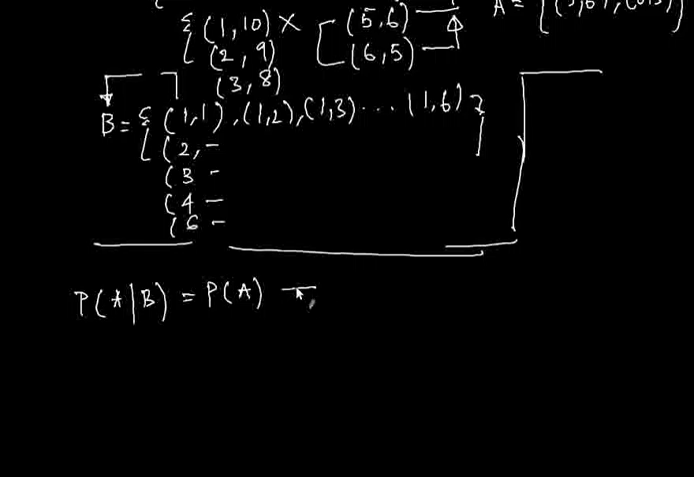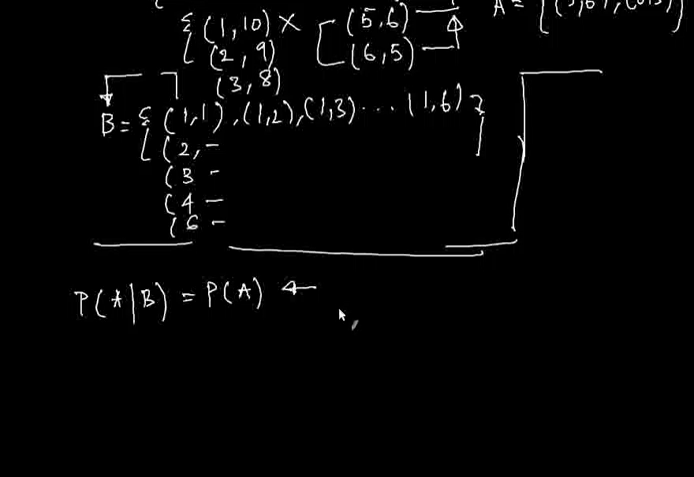And this is not just a mathematical statement, really. There is some intuition behind this. Well, basically what this means is the fact that B has happened does not affect the chances of A happening if they are independent.